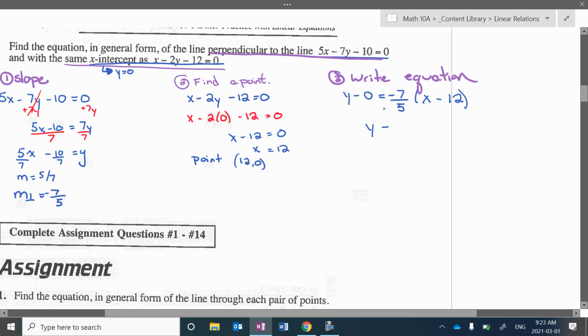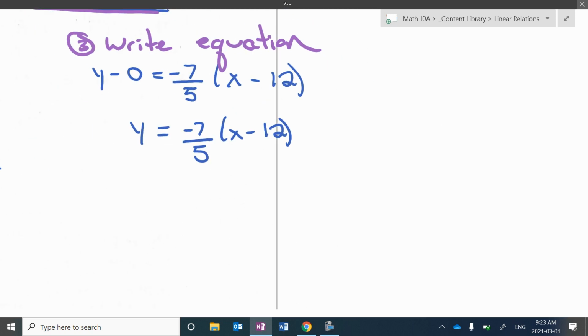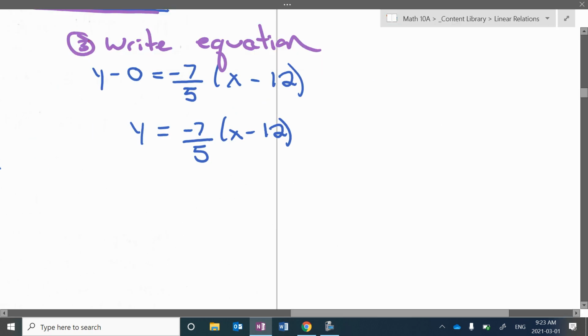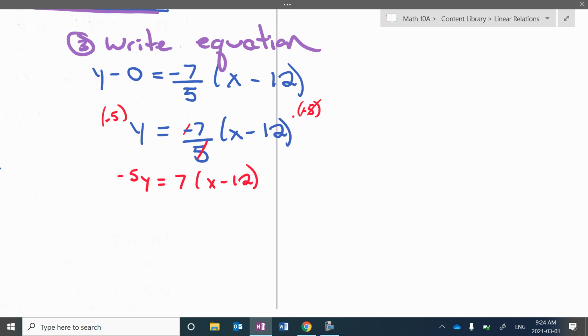I want to show you another way to approach these, compared to how I did it last time, just so you can see something different. If at this point I multiply everything by -5, that makes the distributive property a little easier. If I multiply both sides by -5, I get -5y on my left side. On my right side, the 5s cancel out and then my negatives cancel out, so I just have 7(x minus 12). So I've already gotten rid of my fractions by doing it that way. You could do it now or you could do it later. It's totally your personal preference.